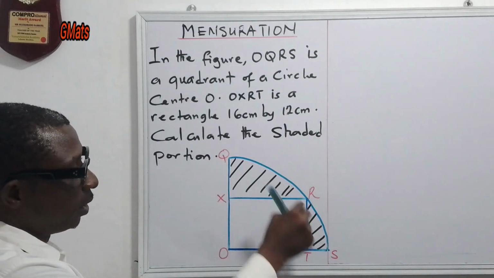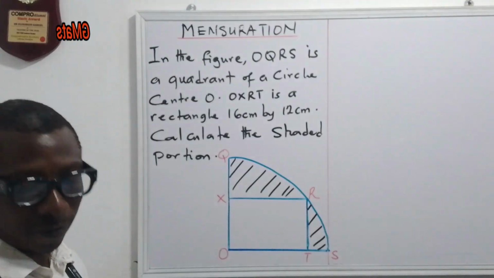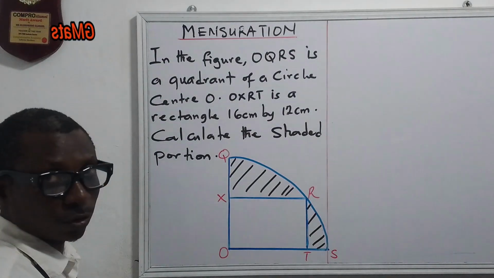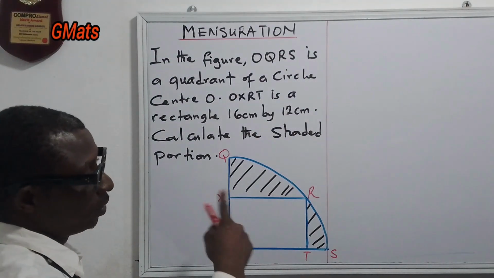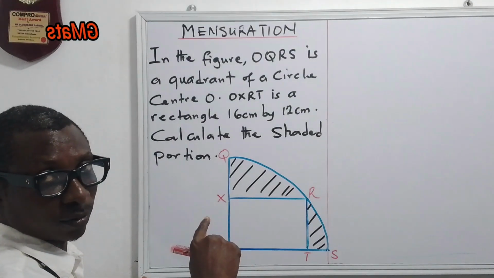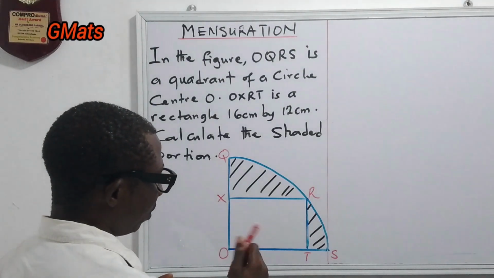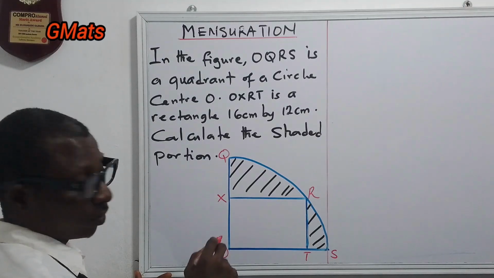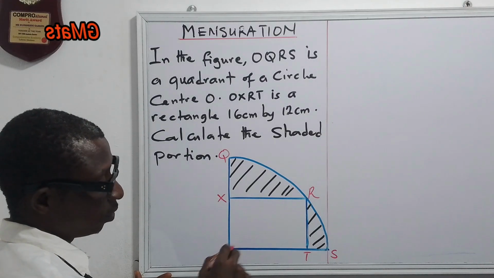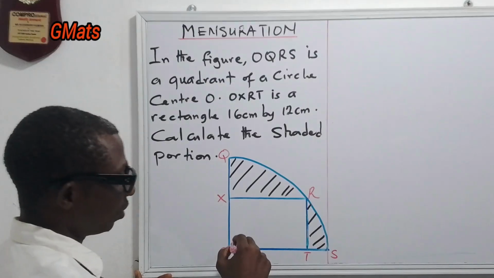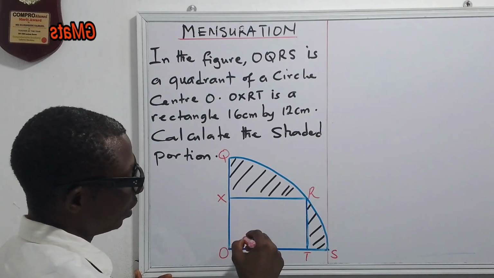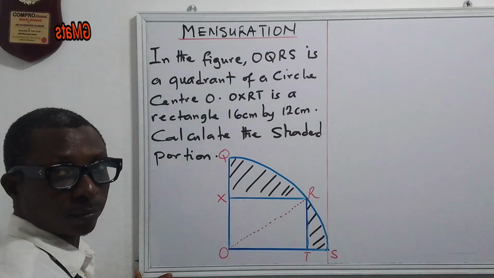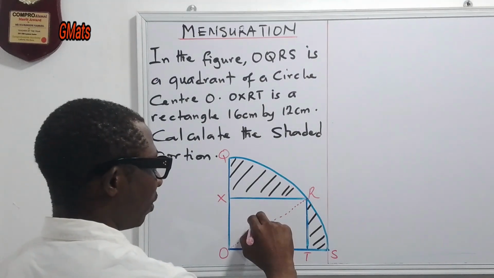Now, we want to get this area. The first thing to do here is to draw a construction line. Let's get the radius of the circle. Radius is a straight line from the center of the circle to any part of the circumference of the circle. So this is the radius, radius R.